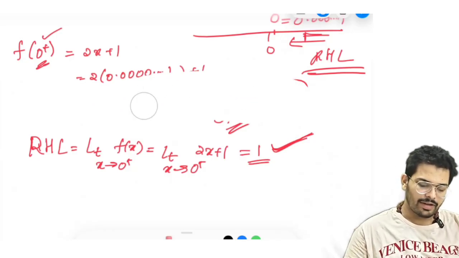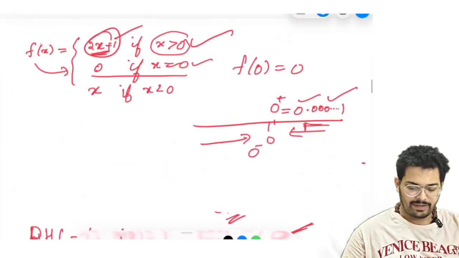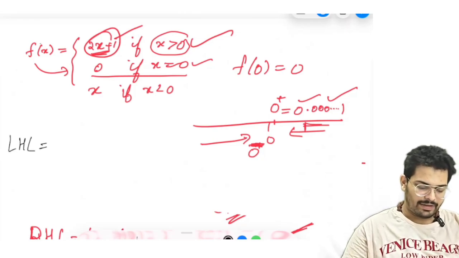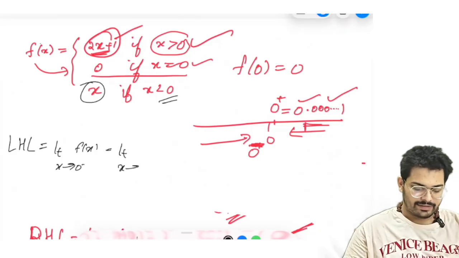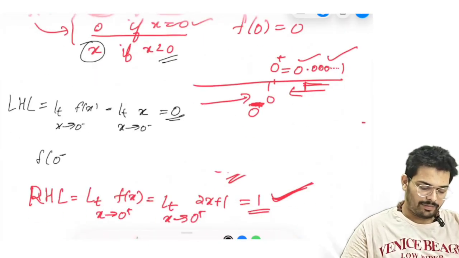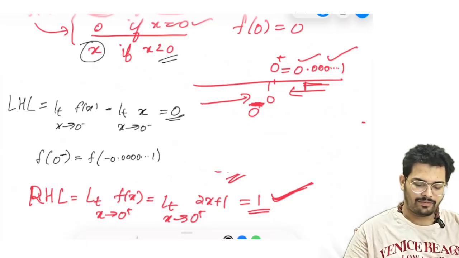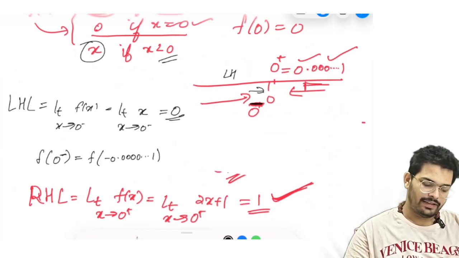Similarly, when you are approaching 0 from the negative side of the number line, that means we are approaching from a slightly lesser value. At that time we use the term left hand limit, that will be the limit as x tends to 0 minus of f of x. When x is negative, we use the definition f of x equal to x, that is the limit as x tends to 0 minus of x, which is equal to 0. Or if you have the number, this will be f of 0 minus, which is f of minus 0.0000, etc., 1, which means we can only approach 0 from this side through a negative number. So here we are using the left hand limit.